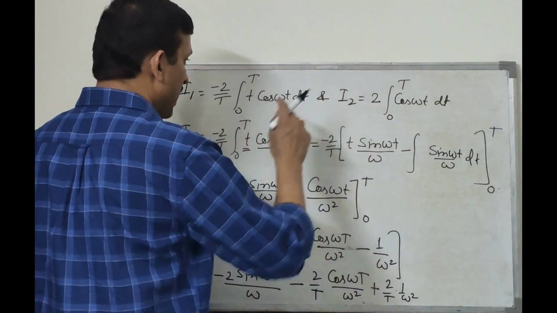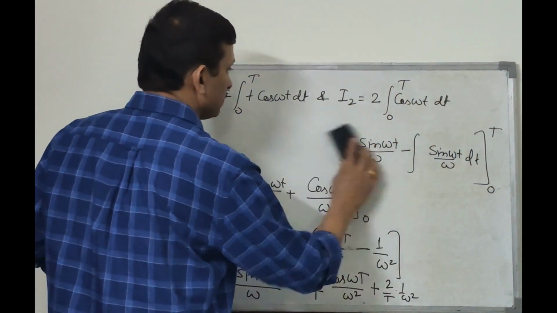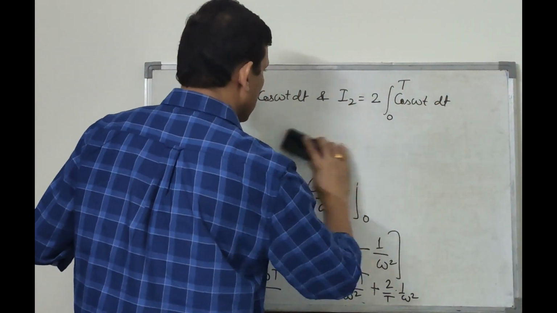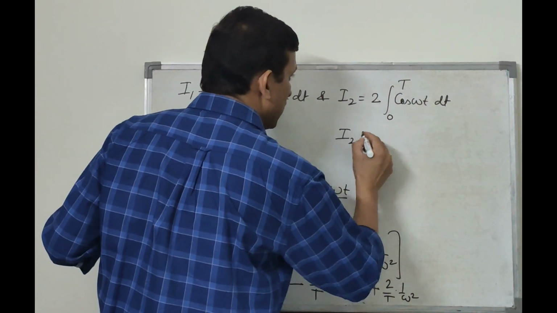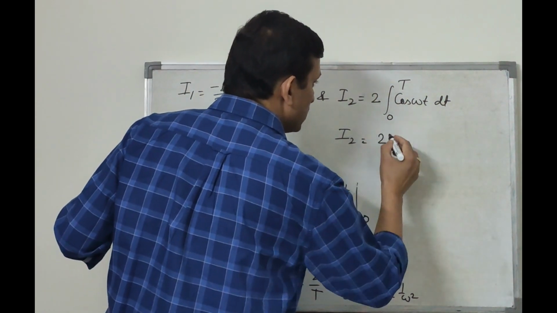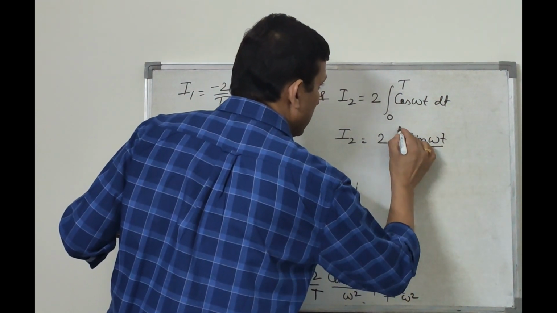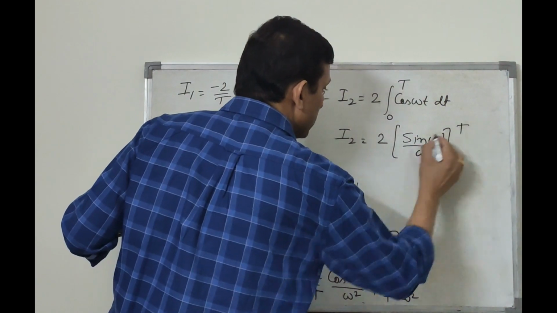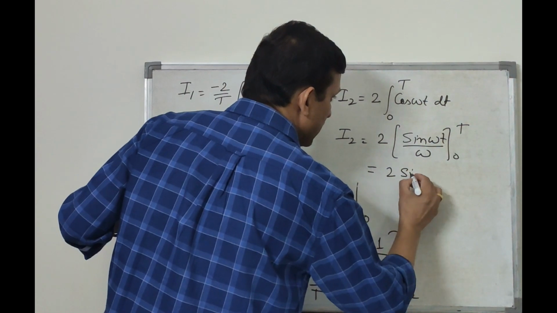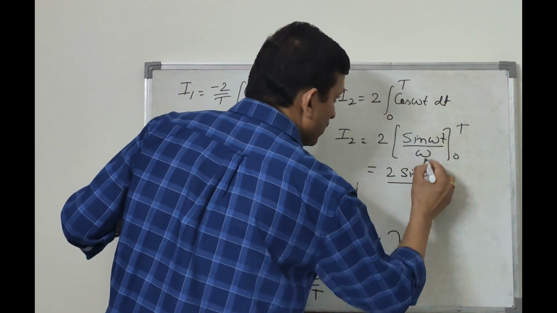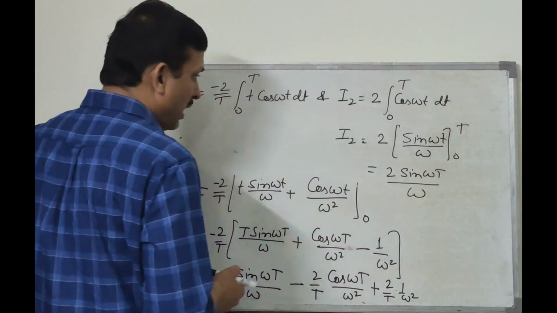Now I will get the value of I2. What will this I2 value be? I2 will be 2 times the integral of cos, which is sin omega t divided by omega, from 0 to t. This value will be 2, when we put t, sin omega t upon omega. When we put 0, this will be 0. This is the value of I2.